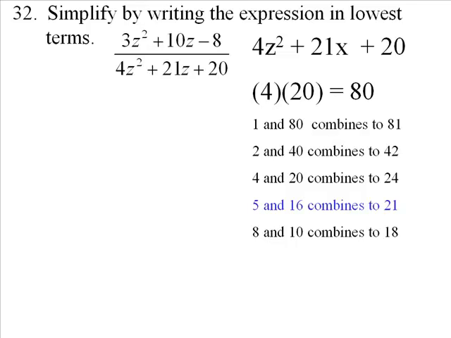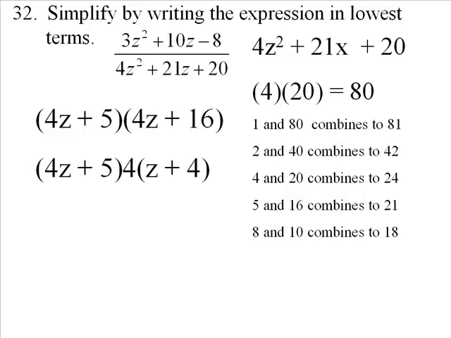The ones that we want to use are the ones that give me the 21, which is 5 and 16. So I'll copy the 4z down twice, and I'll put a 5 and a 16 in there. On the right side, I'll factor out the 4. 4 times z is 4z. 4 times 4 is 16. We'll throw away the 4, and that leaves me my factors for my denominator.